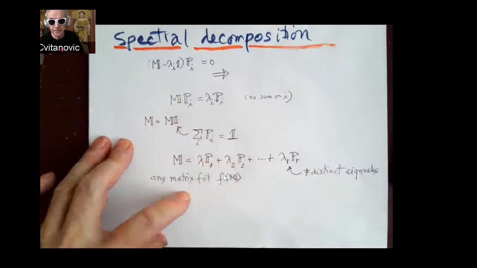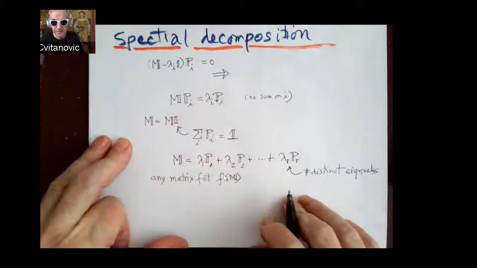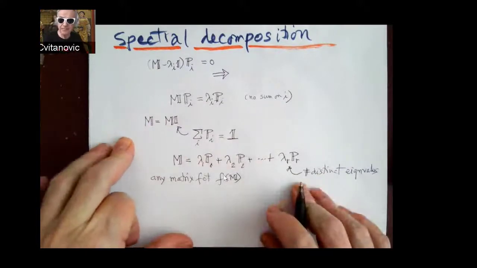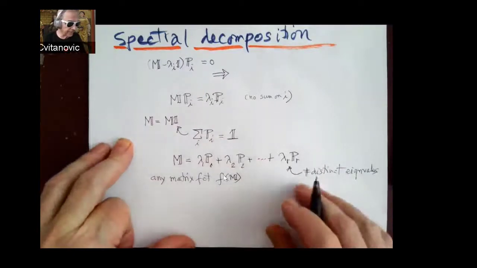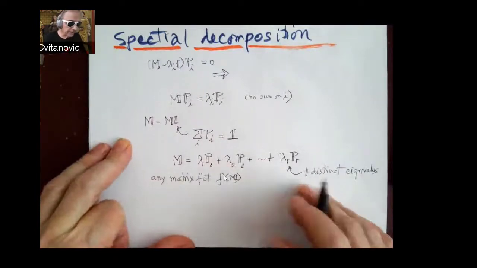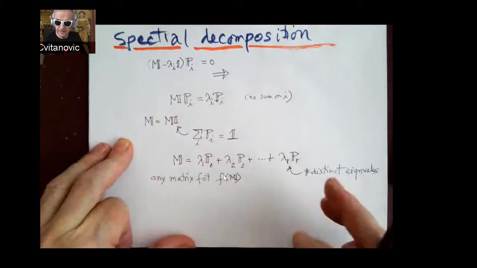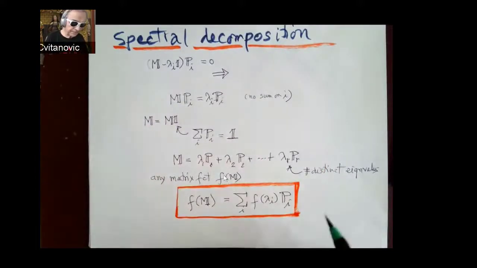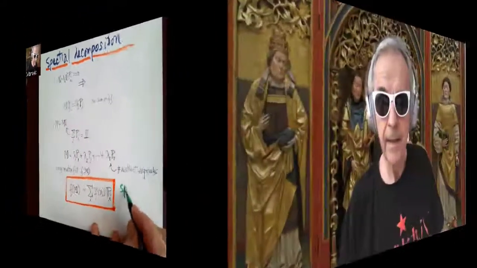Any matrix function can be expanded as some sum of M to the various powers with coefficients. M acting on each subspace gives me f back. We get the spectral decomposition formula.